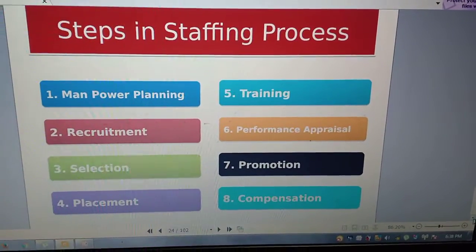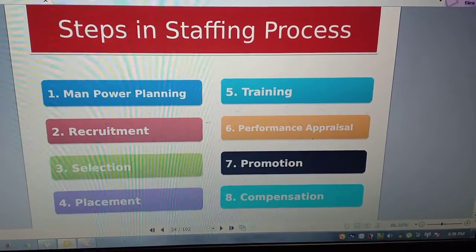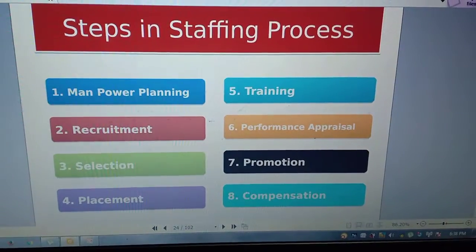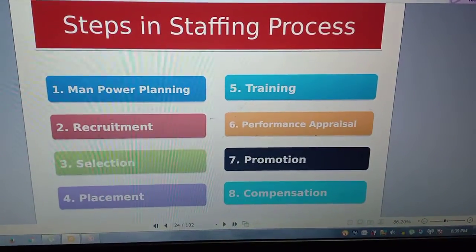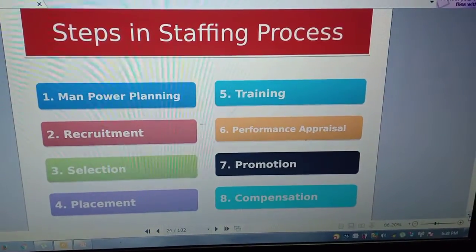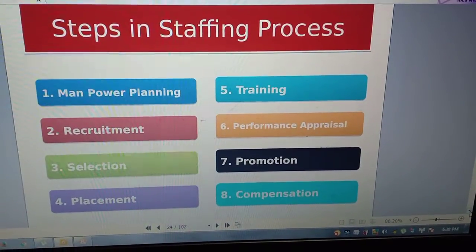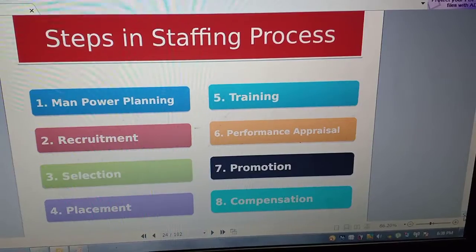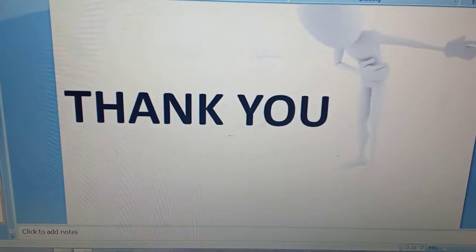So these are the 8 steps in the staffing process: estimating manpower, next is recruitment, selection, placement, training, performance appraisal, promotion, and last is compensation.